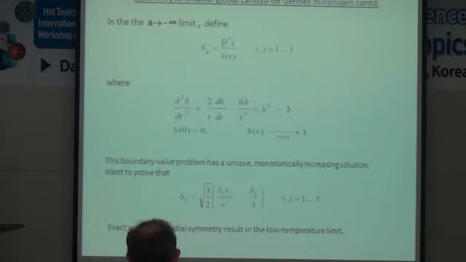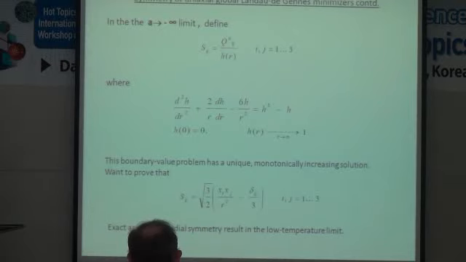This function h only depends on the radial distance from the origin. There are 2 boundary conditions, and we can prove that this boundary value problem has a unique monotonically increasing solution. So there is a unique monotonically increasing function h from 0 to 1. So this function exists, and therefore this ratio S is well defined.